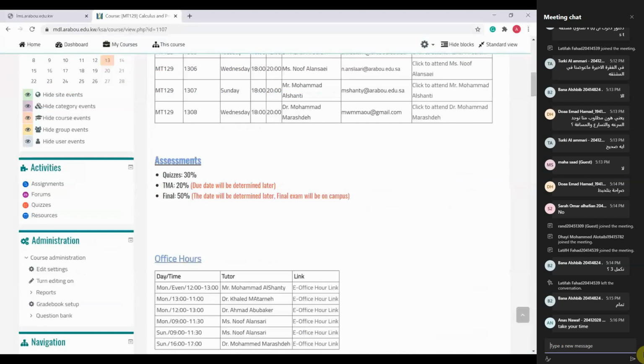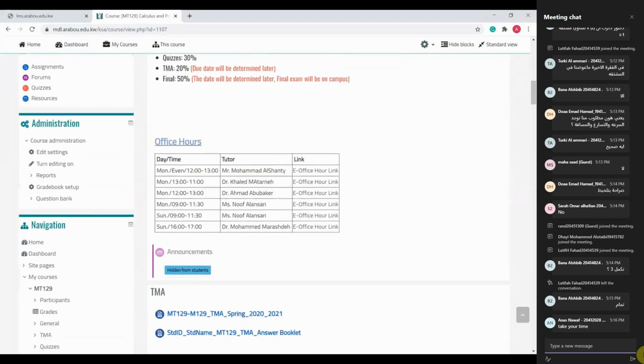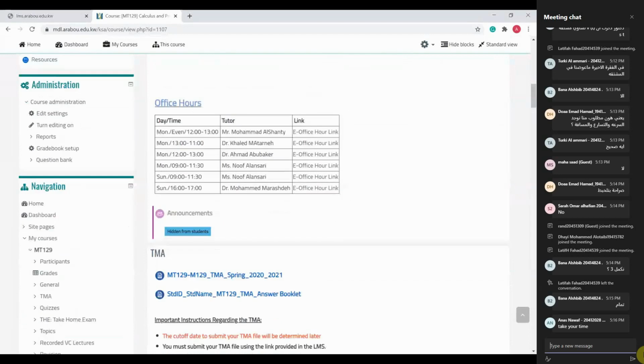Assessment. Until now we have quizzes. We already started the quizzes, and already finished the first quiz. We have 6 quizzes, each quiz 6 marks. Okay, but remove the lowest one, so it is the total of the top 5 quizzes. Then we have the TMA. The deadline will be determined later, inshallah. This is the office hour. We can contact any tutor in these office hours.